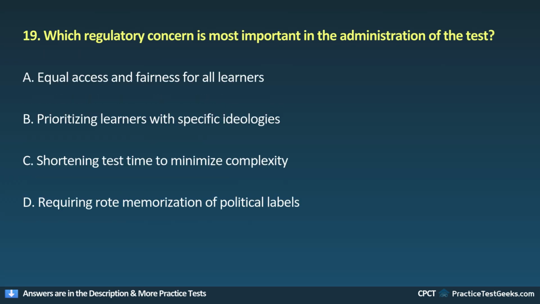19. Which regulatory concern is most important in the administration of the test? A. Equal access and fairness for all learners. B. Prioritizing learners with specific ideologies. C. Shortening test time to minimize complexity. D. Requiring rote memorization of political labels.